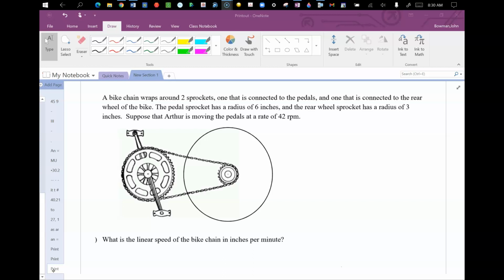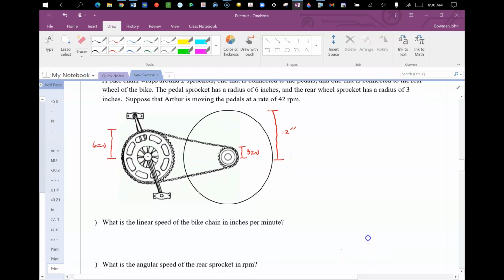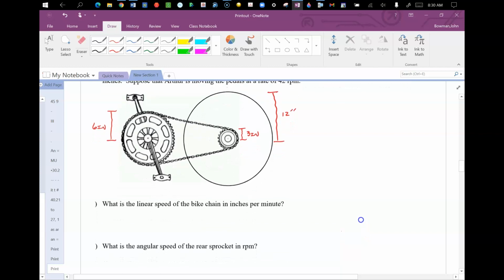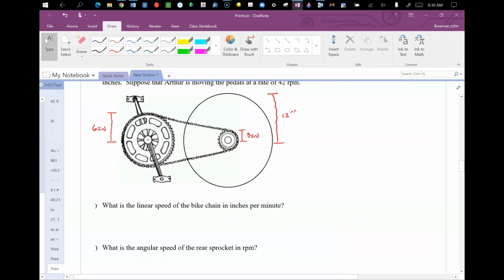We are going to take that relationship between the two sprockets and the wheel and apply that to the following problem. In this situation, the front sprocket has a radius of 6 inches. The rear sprocket has a radius of 3 inches, and the rear wheel has a radius of 12 inches. And we are told that Arthur is moving the pedals of his bicycle at a rate of 42 rotations per minute. What is the linear speed of the bike chain in inches per minute?